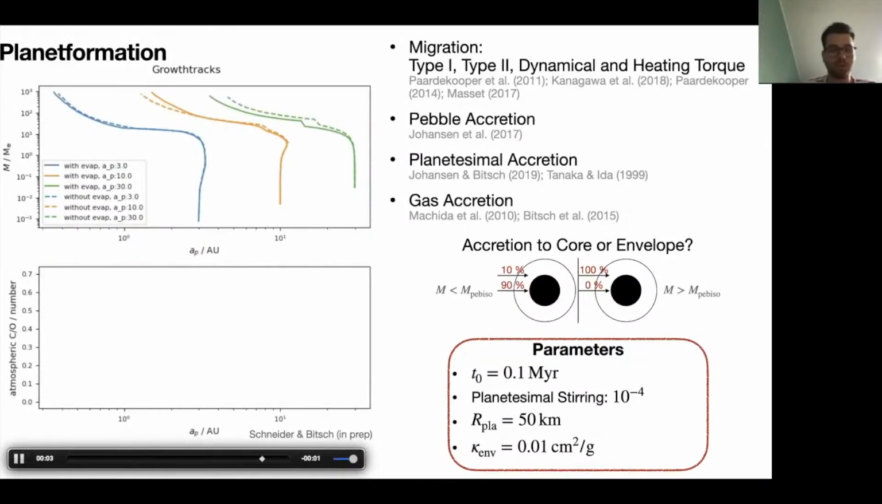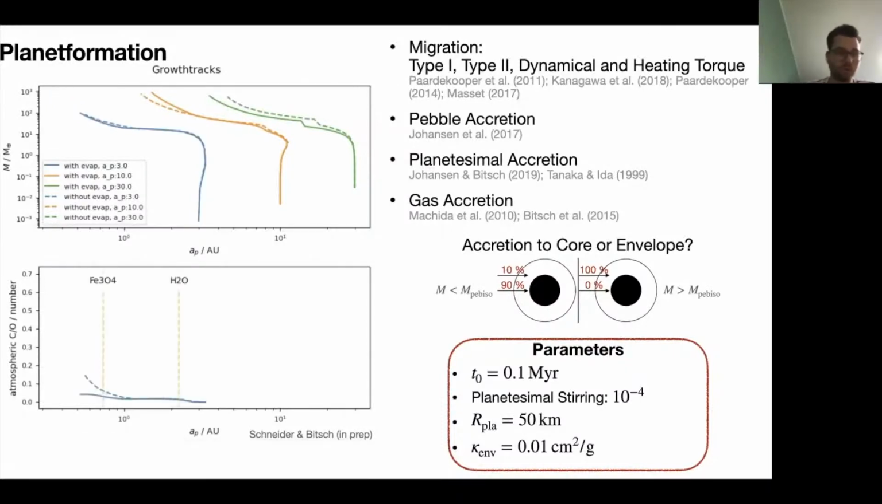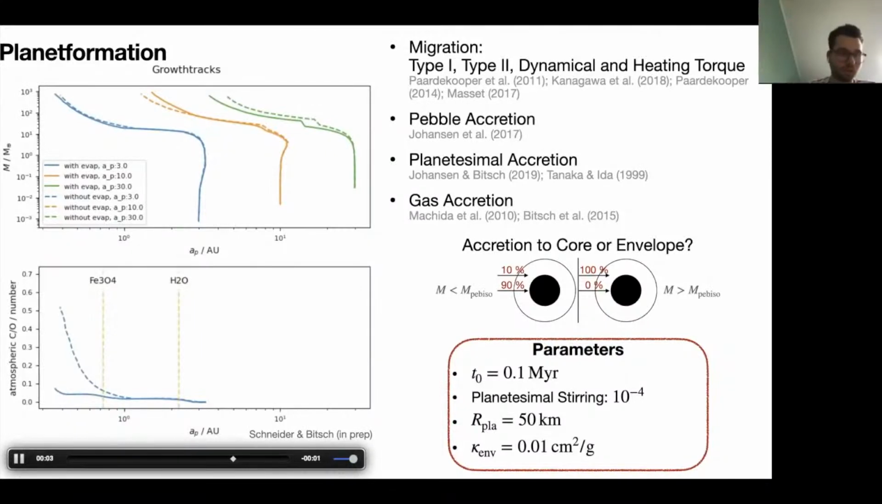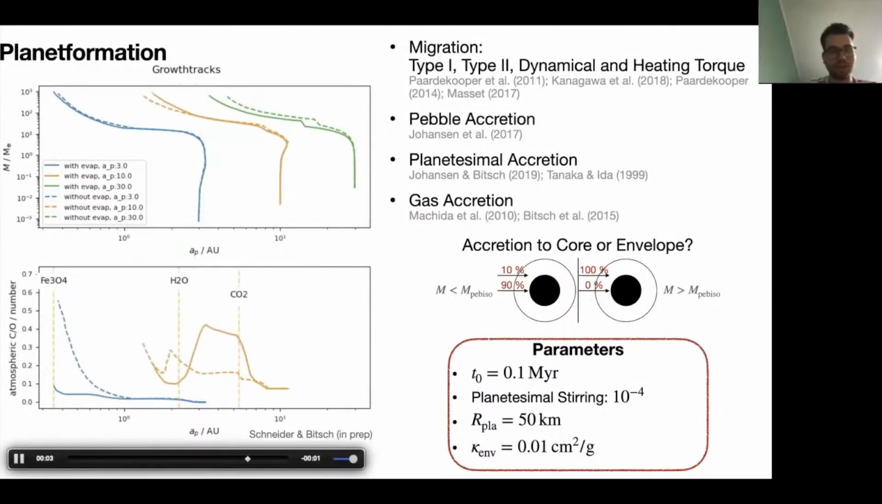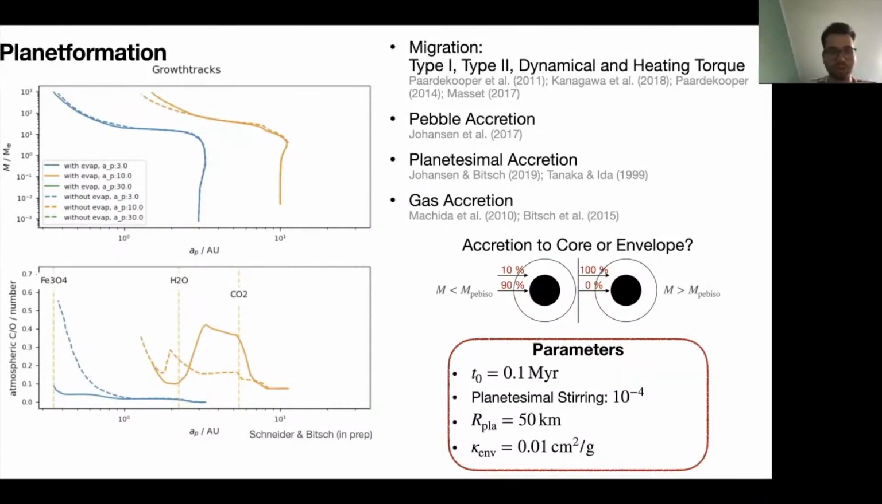But how about the C/O ratios? I now want to show you the C/O ratio in the atmosphere of the planet. And the C/O ratio for the hot Jupiter is quite different from the C/O ratio without evaporation. For the warm Jupiter, we also see this effect of the methane and the water ice line. And for the hot Jupiter, we also see this effect.